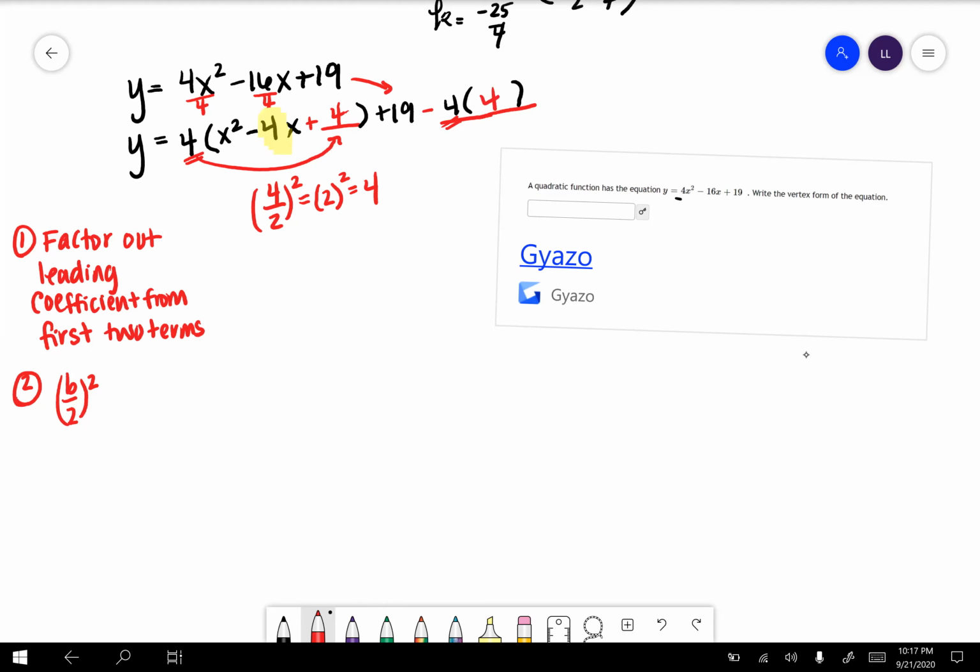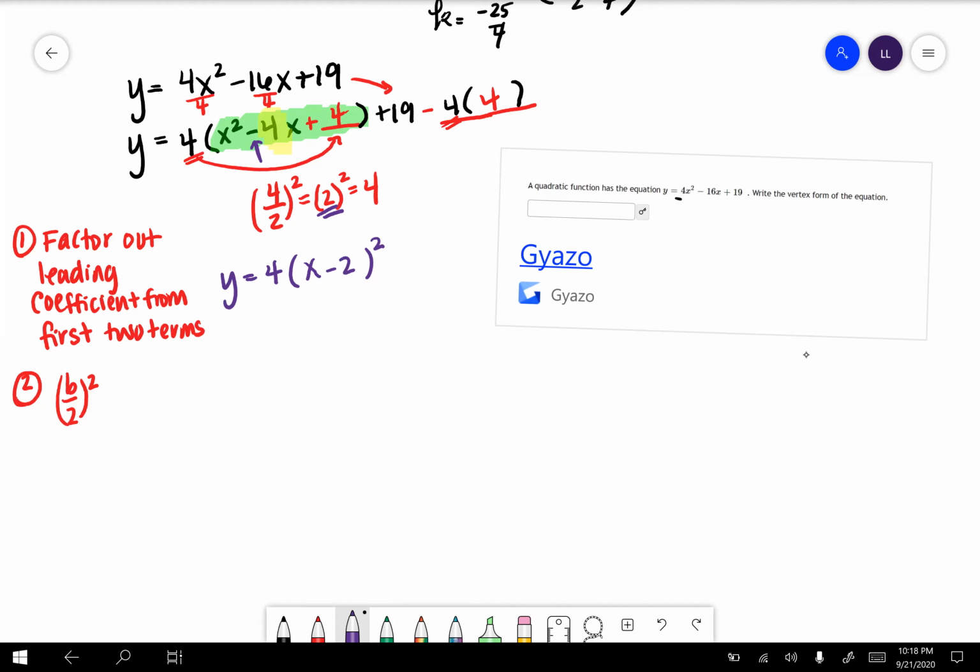Okay, so now I'm ready to write this in vertex form, right? Because this is a perfect square trinomial. We talked about this before. You're going to write the part that you created as a perfect square trinomial in a factored form. So here we go. Y is equal to, keep the 4 out front. What goes in the parenthesis? What you simplify to, because 4 over 2 simplifies to 2. And because this is a minus, I'm going to do minus here. So x minus 2 squared.